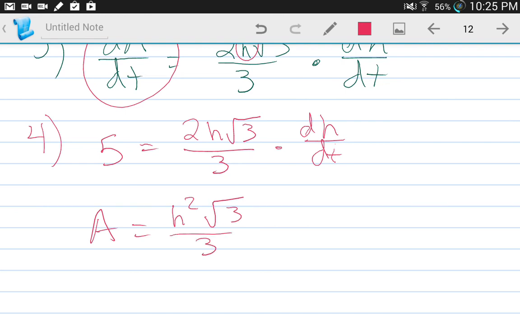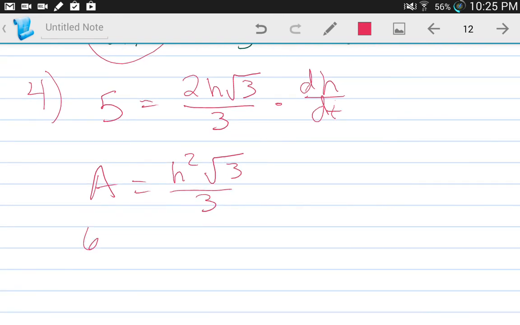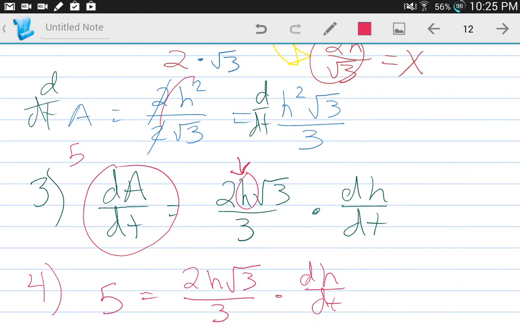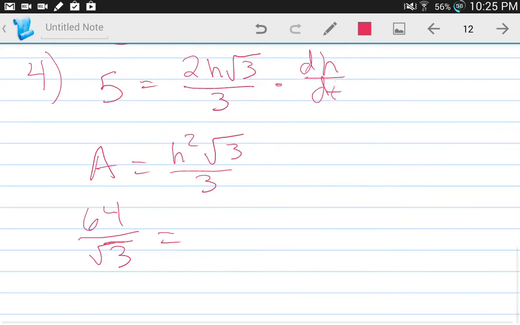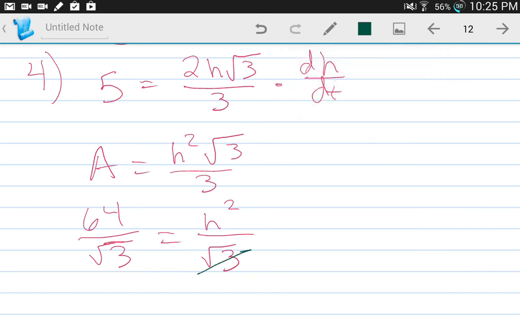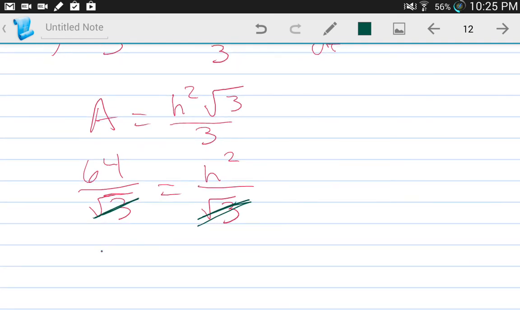And if you notice, the area they gave us was 64 over radical 3. Well, since there's a radical 3 on the bottom, it would actually be easier to solve this with that part of the formula before we simplified it. So I'm going to say that our area is actually equal to h squared over radical 3. You don't have to do that, but if you notice that, it'll just easily let you simplify by canceling out the radical 3's. And then we'll square root both sides and get 8 equals h.